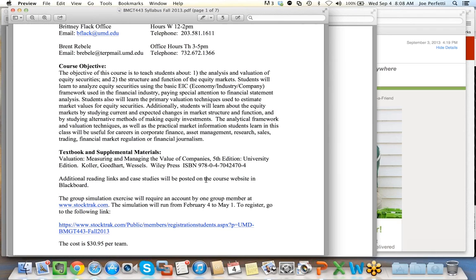The first is to introduce you to a framework known as EIC, and that will help you understand that about 50% of a company's performance is going to be based on the industry conditions. And the industry will drive a lot of the profitability and drive a lot of the valuation. So we'll give you a framework for understanding the industry.